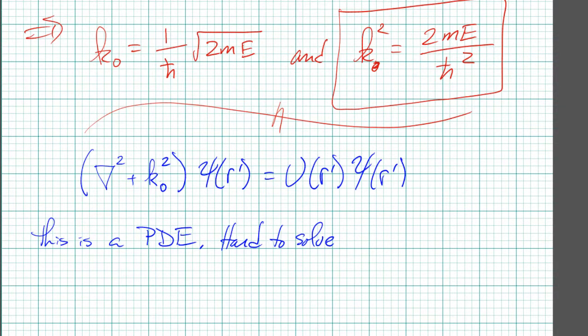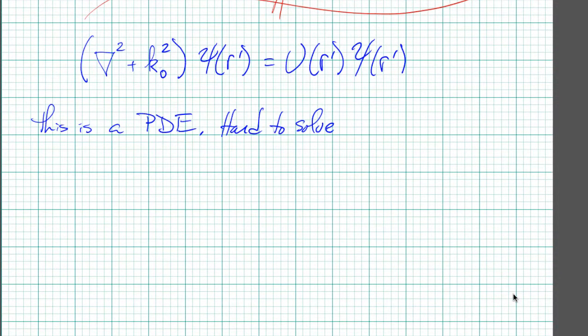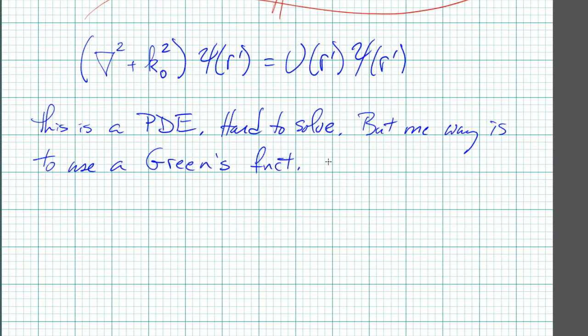There is an alternative approach, though. And the alternative approach is that you can use something called a Green's function. Now, what's a Green's function? Hard to solve, but one way is to use a Green's function. What's a Green's function?